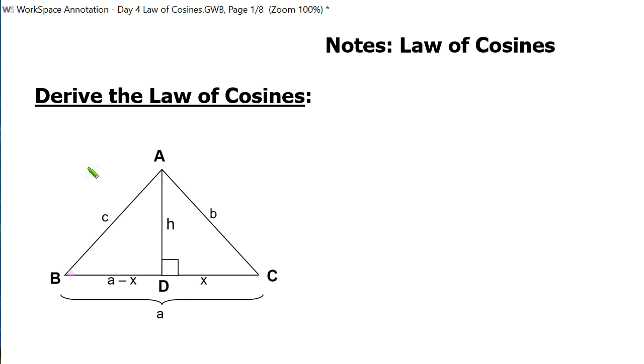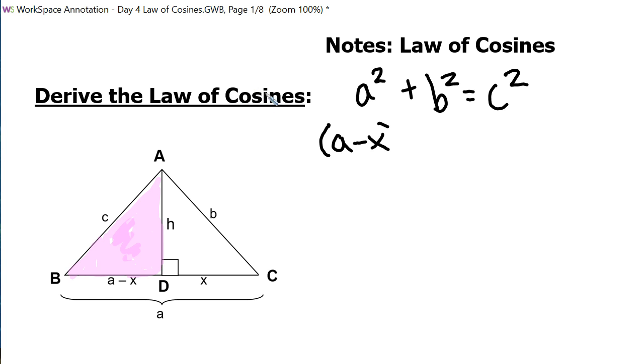So looking at this left right triangle, we are going to use the Pythagorean theorem on this right triangle. And what is the Pythagorean theorem? A squared plus b squared equals c squared. So a and b are the two legs. So the first or bottom leg is a minus x. So a minus x needs to be squared. And the other leg is h, needs to be squared. And that's equal to the hypotenuse squared.